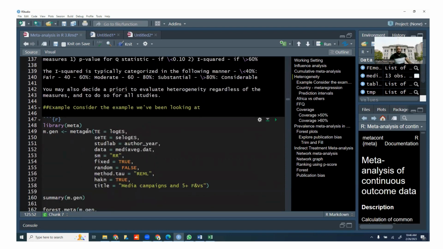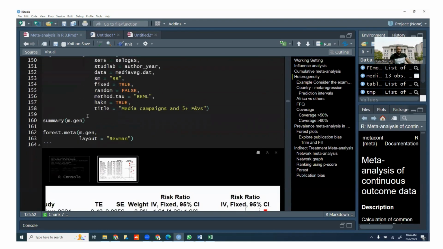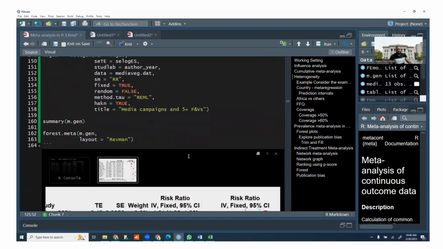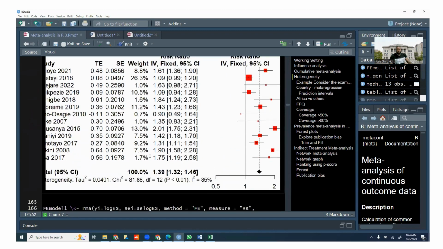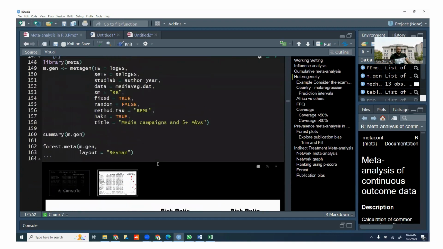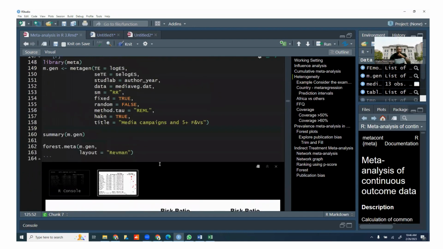So this is rerunning the code using the meta library, and this is what we get. In this case, we have exponentiated the estimate, so that 0.33 is the same thing as this 1.39 that we're looking at because this is exponentiated. Okay. So we will then.